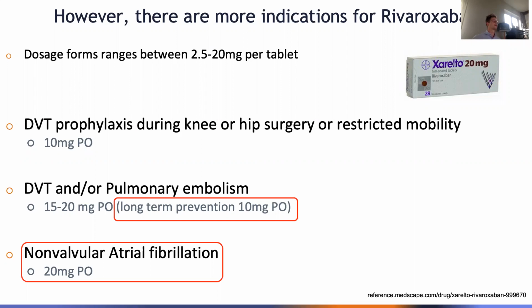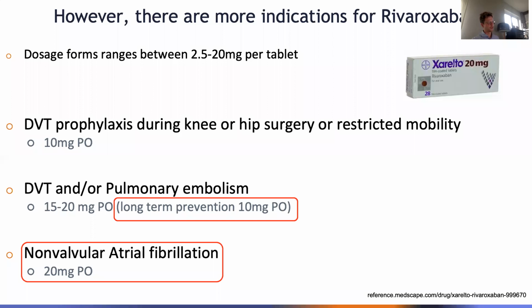But people who already have a DVT or a pulmonary embolism can also be treated with rivaroxaban, ranging from 15 to 20 milligrams. And when they have a high chance of recurrence, they can also be treated with rivaroxaban for the long term. And actually also in these patients, the question arises based on animal work: we anticoagulate these people because we want to prevent thrombosis in these patients.